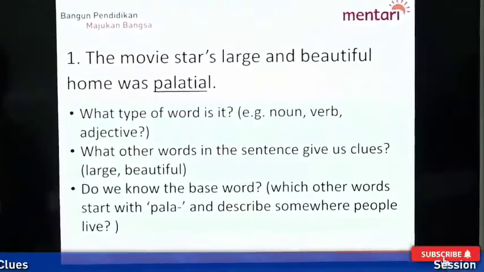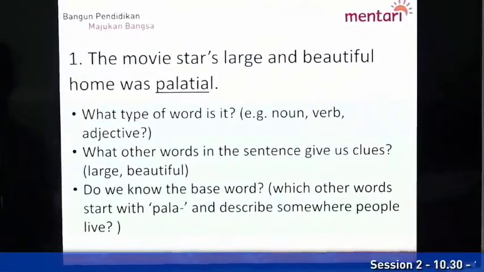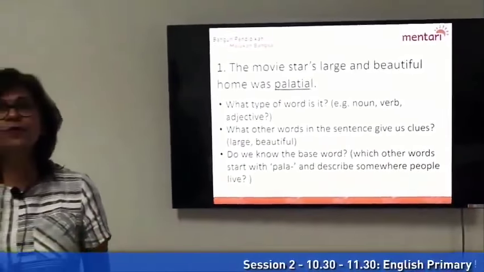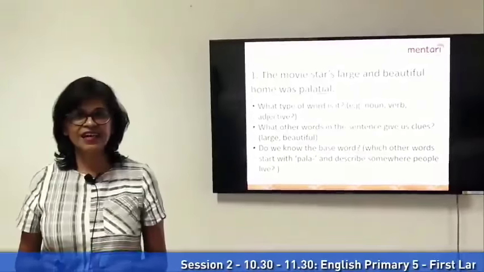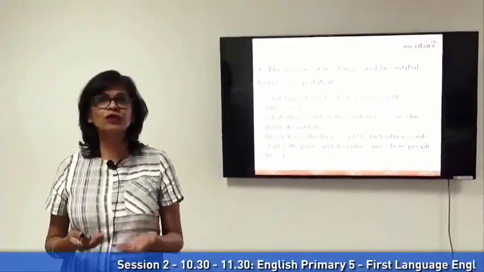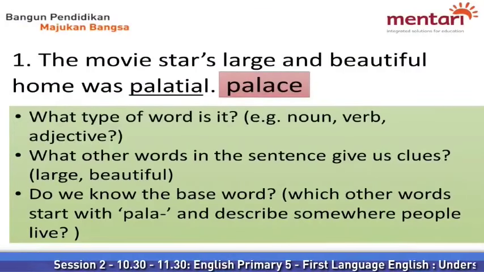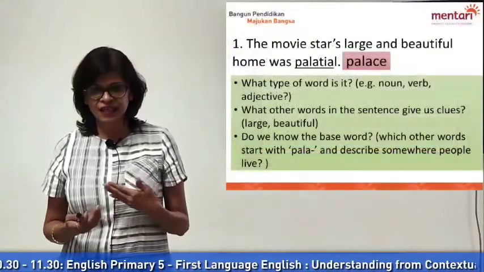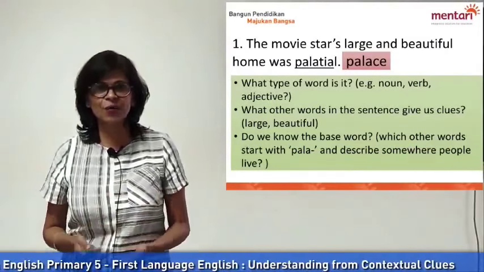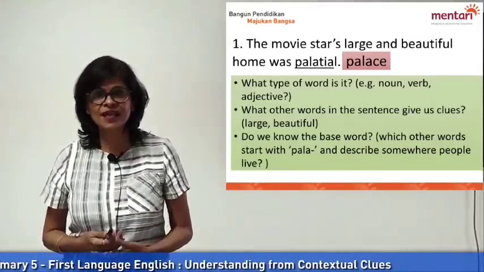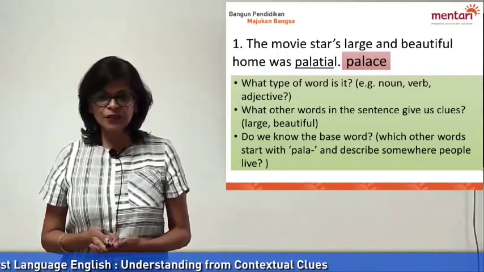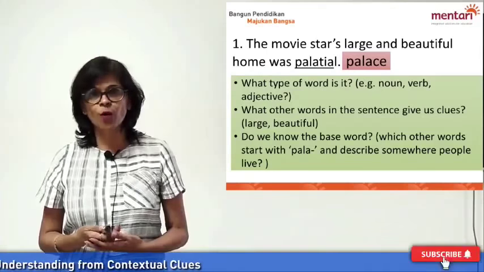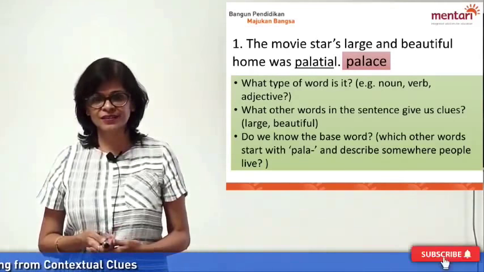Many a times we read books but we get stuck because we come across unfamiliar words. That makes us want to look at the dictionary. But now we can try context clues. This is how it works. For example, the movie star's large and beautiful home was palatial.